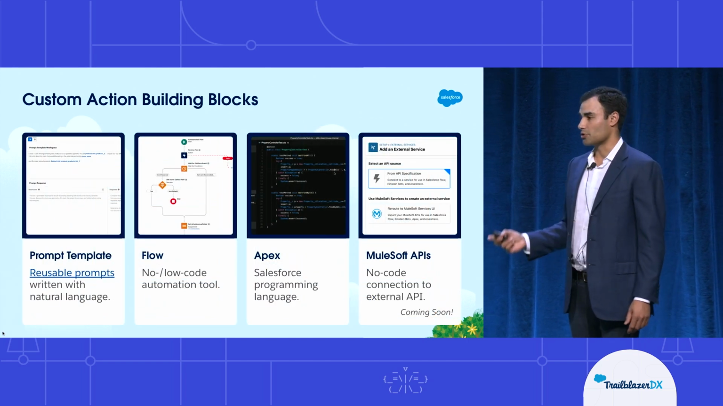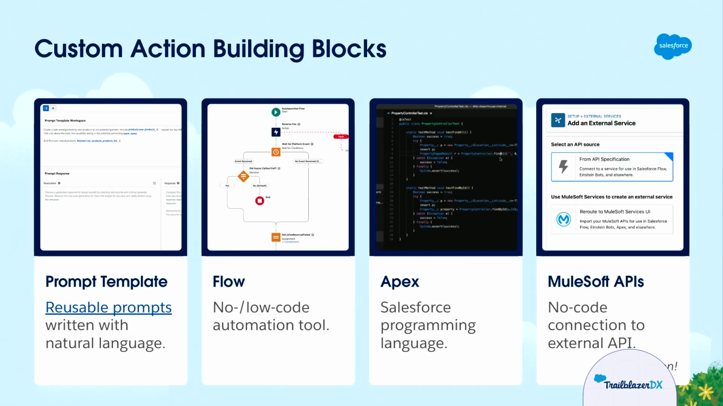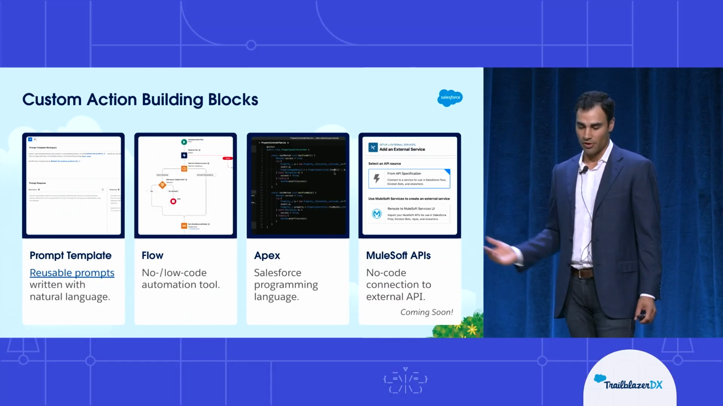And the best part is creating custom actions couldn't be easier. Today, we support 4 key building blocks, which can be mixed and matched to create sophisticated Copilot custom actions that do everything from automating routine processes to pulling and summarizing data from third-party systems.